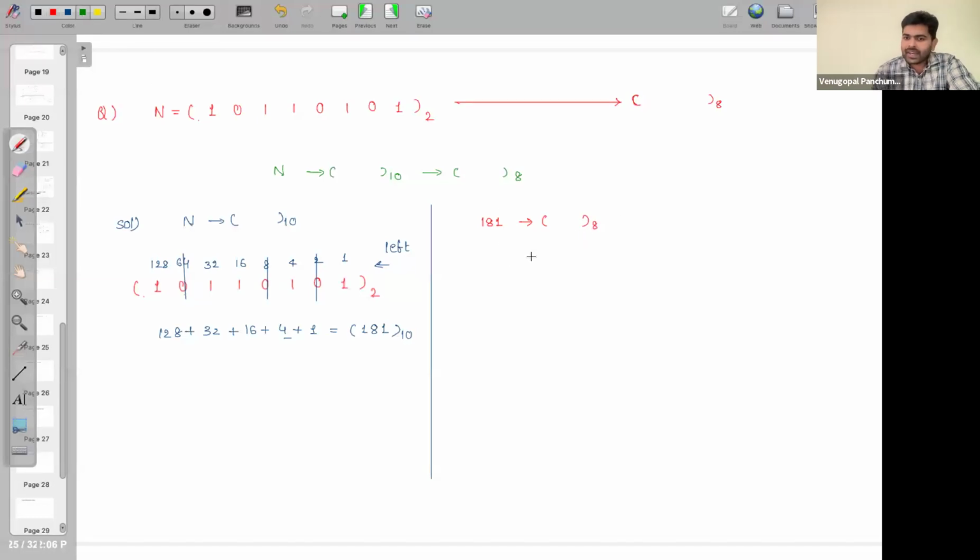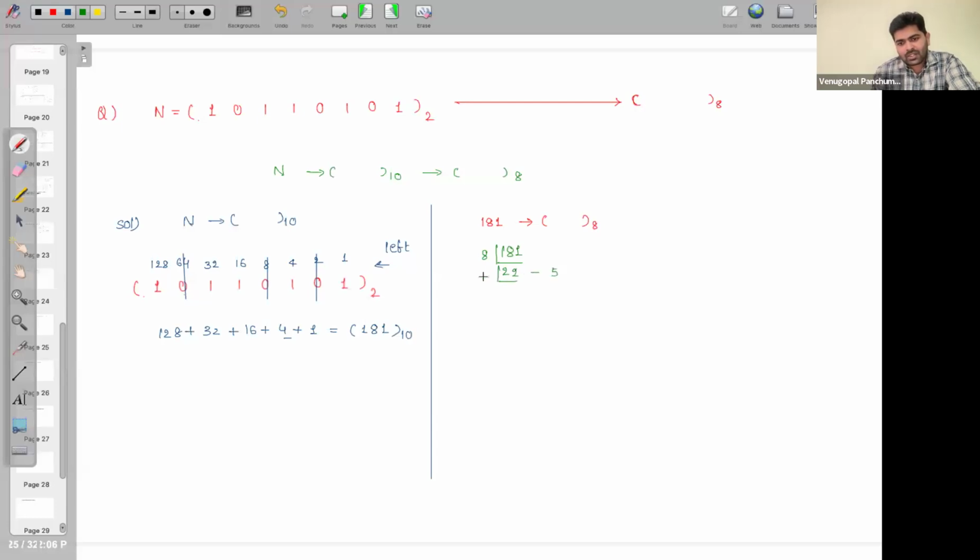Very easy. Start dividing with 8. So you take this as 181. Now start dividing with the 8. Okay. So how many times will 8 go into 181? 22 times. So it will go 22 times. What is the remainder you are getting? 5 is the remainder. Very good.